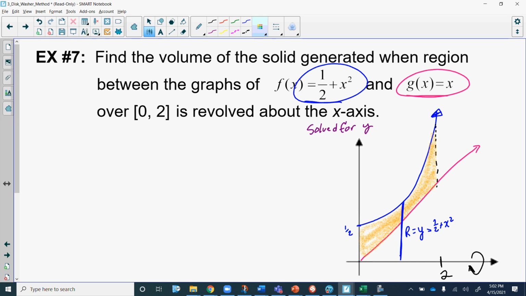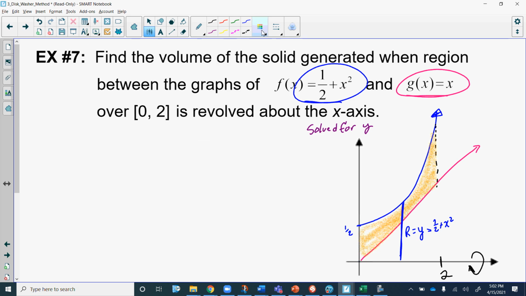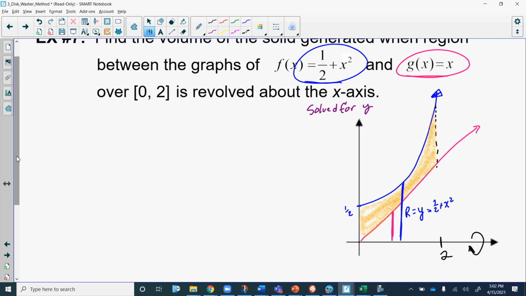And we have, let's do here, pink. So this one here, that's going to be your inner radius, which again is going to be solved in terms of y. And that one is just x. Okay?